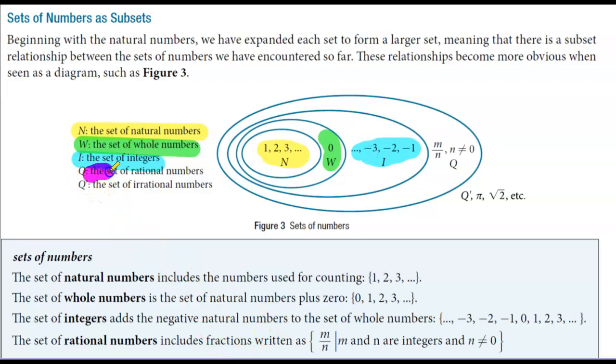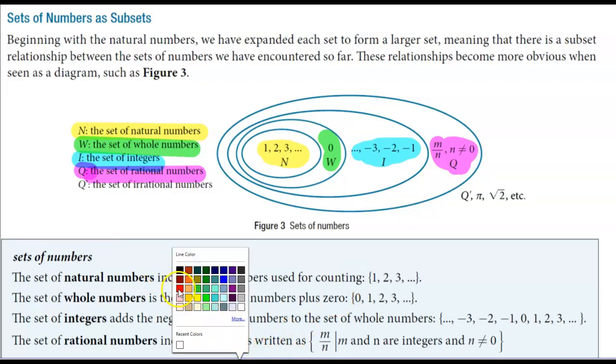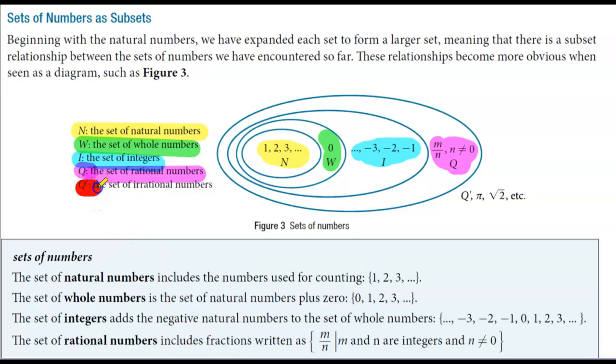Then we have the set of rational numbers, which are all the numbers that can be written as a fraction that are either a terminating or a repeating decimal. And then the last one we have is the set of irrational numbers. And recall that the set of irrational numbers are the numbers that are obviously not rational, but they're not terminating and they're not repeating. So for example, pi, square root of 2, etc.